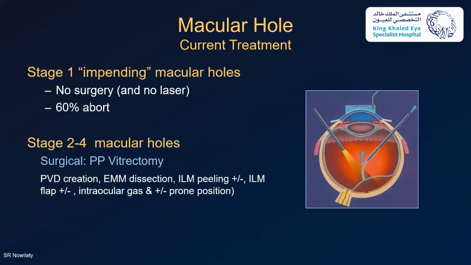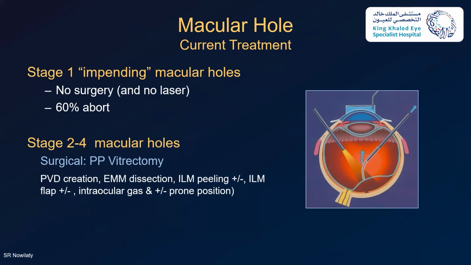So how are we going to close it? I guess I'm going to give you the rest of the lecture some other time. The current treatment for macular hole: stage 1, the impending macular hole, you don't do anything because more often than not they will actually resolve by themselves. But stage 2 macular holes need to be operated. It is very, very rare for a stage 2 hole to close.